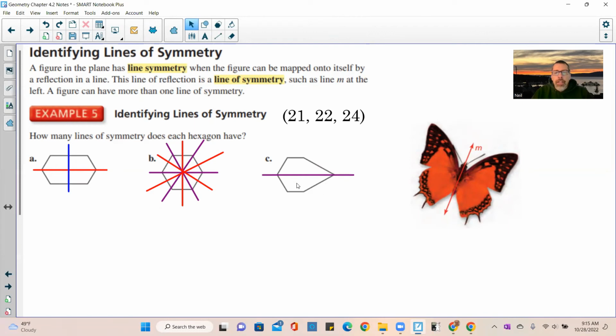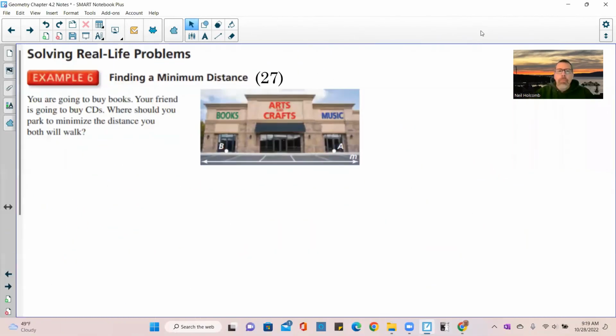There are no other lines of reflection here because of this jutting out further. I can't fold it vertically. So this one had 2, this one had 6 lines of reflection, and this one had 1. So at this point, you should be able to do problem numbers 21, 2, and 24 from your exercises.